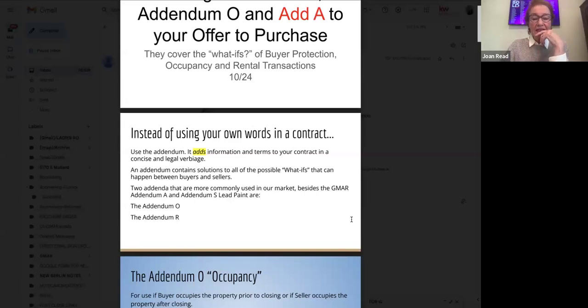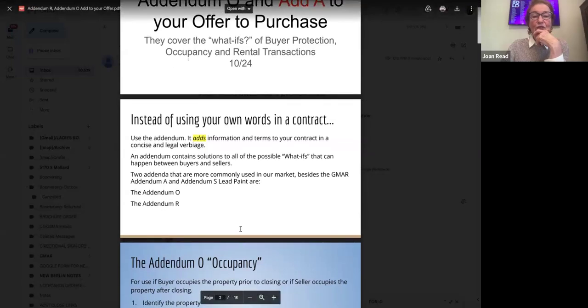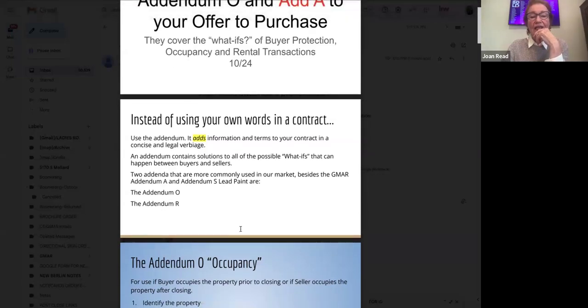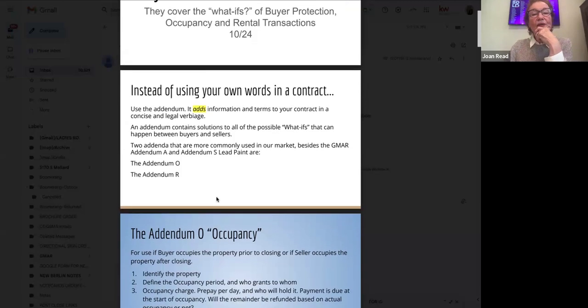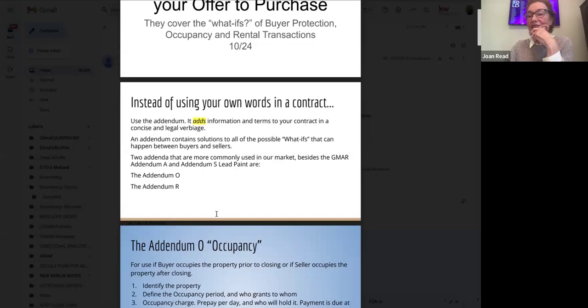So this says, instead of using your own words in a contract, use the addendum. It adds information and terms to your contract in a concise and legal verbiage. An addendum contains solutions to all of the possible what-ifs that can happen between buyers and sellers. The two addendums more commonly used in our market, besides the GMAR addendum A, are the addendum S regarding lead paint.